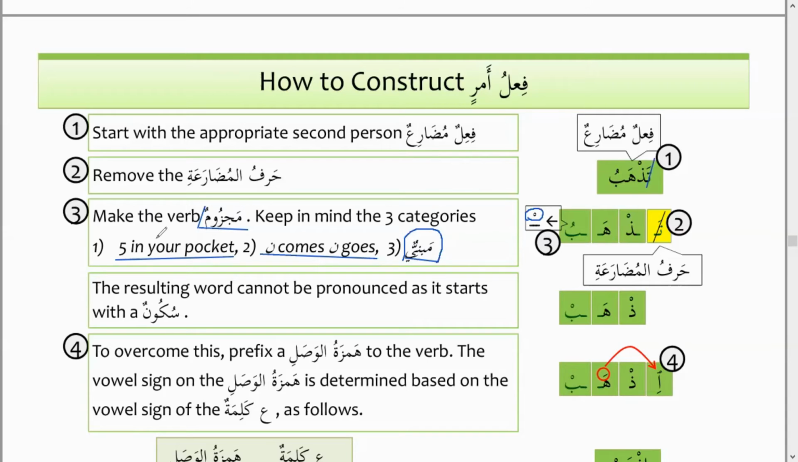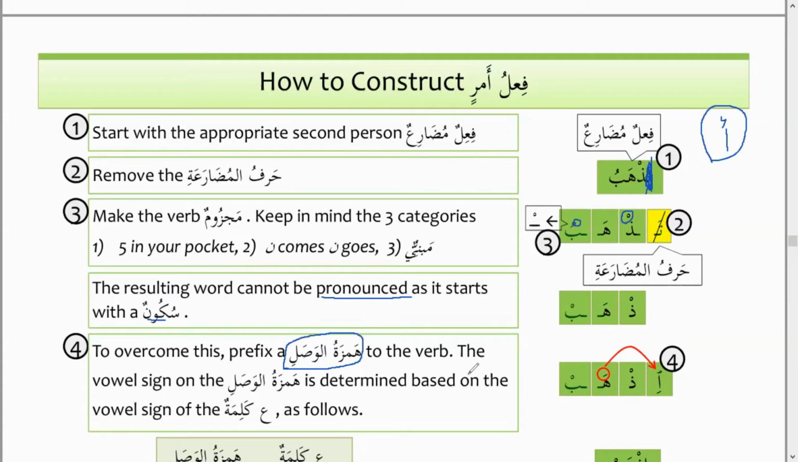So how do we make them majzoom? Here we give a sukoon. Here we'll cut off the noon. Here it will remain the same, nothing will happen. So for example, this will become z. This will get a sukoon. So tazhabu will become zhab. We cannot even pronounce that. The resulting word cannot be pronounced as it starts with a sukoon, because we chopped this off. So what will you do? We'll bring a hamzatul wasl. What is hamzatul wasl? It's not this hamza, it's not a hamzatul qata. We'll bring a hamzatul wasl.